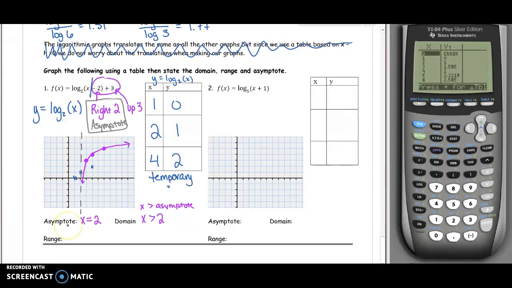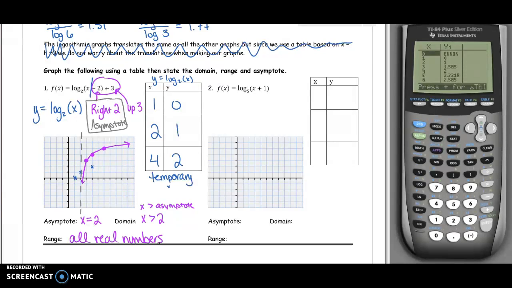Our range. Anyone want to take a guess on the range? Yes, it is always all real numbers. The square root of -2 is not a real number. The square root of negative numbers are not real numbers.